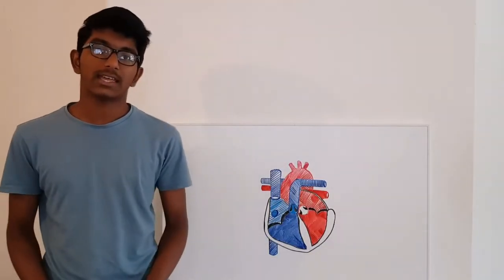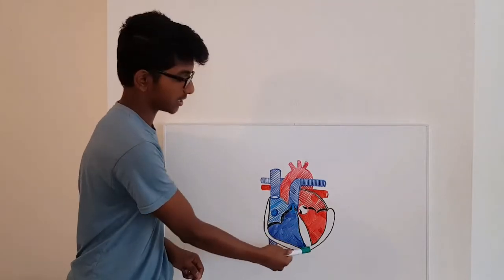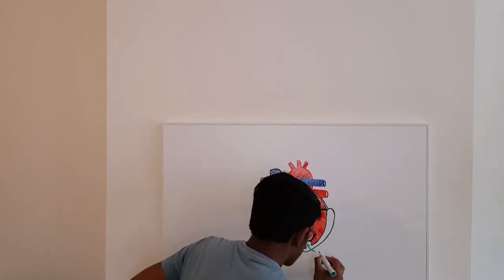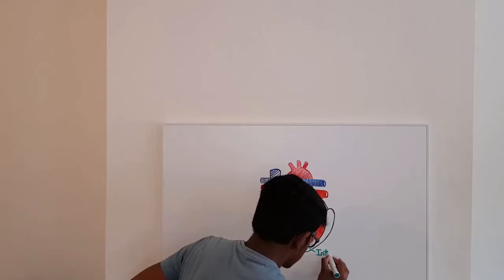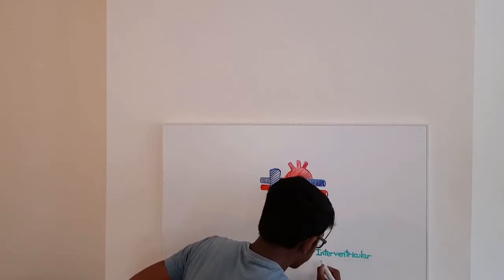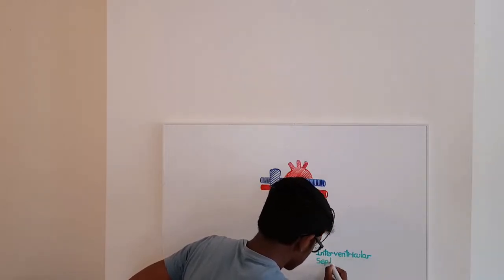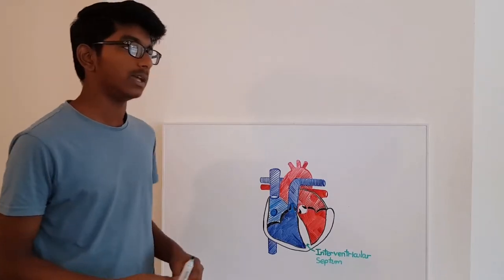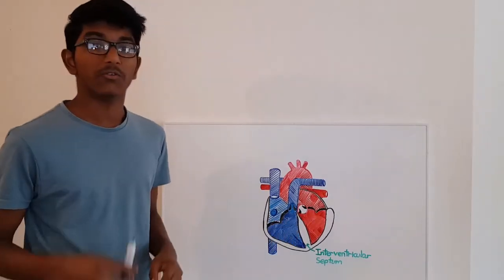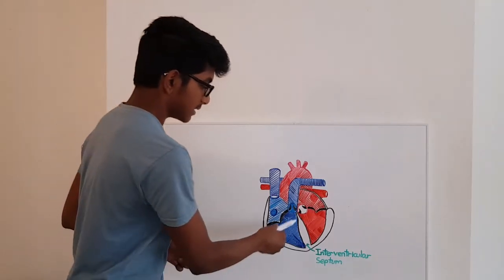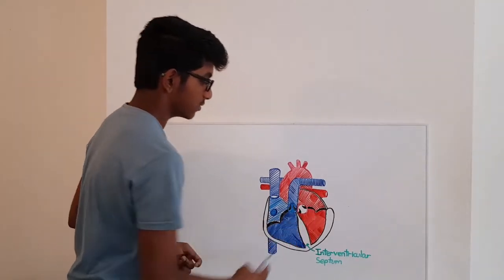The first thing we'll cover today is the interventricular septum, which is this thing over here. So let me just write that down for you. The interventricular septum. And we can tell a lot from its name. So in part 1, we learned about how these two chambers are called the ventricles. And the interventricular septum is a barrier really that divides these two ventricles.